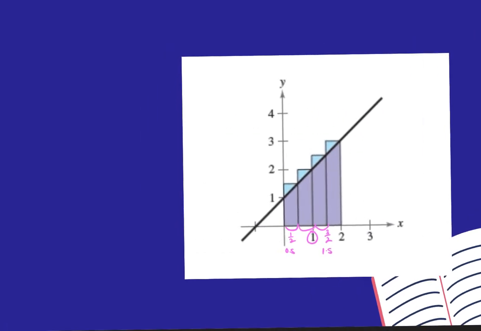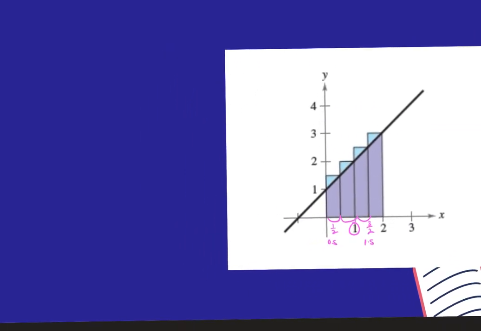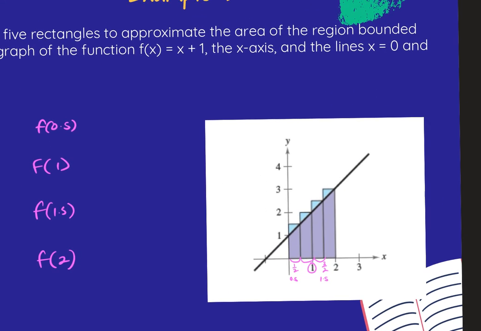So then if I wanted to find the height of each one, I'm going to do f of 0.5, and then I'm going to do f of 1, and then f of 1.5, and then f of 2. And this time it's just x plus 1. So this is 1.5, this is 2, this is 2.5, sorry, and this is 3. And then the width for each of these is a half.